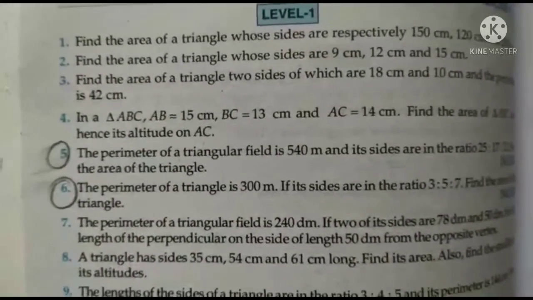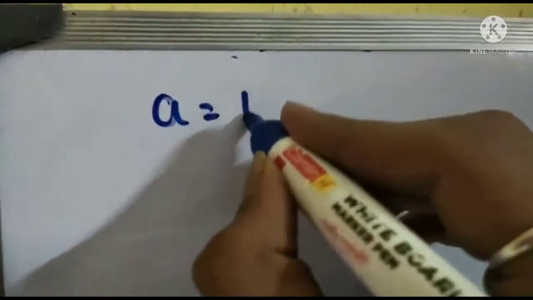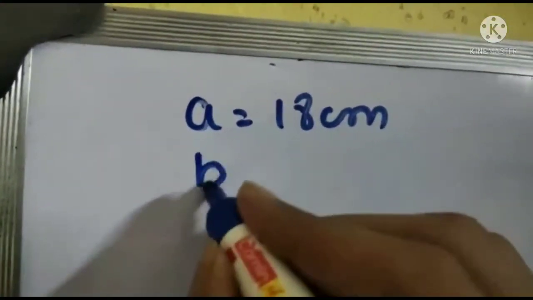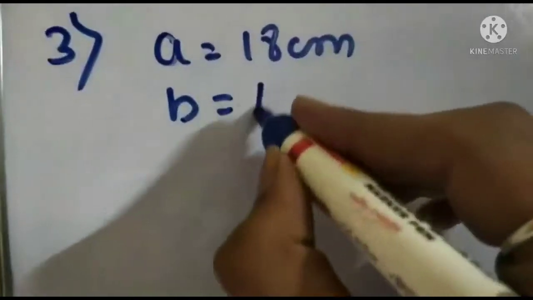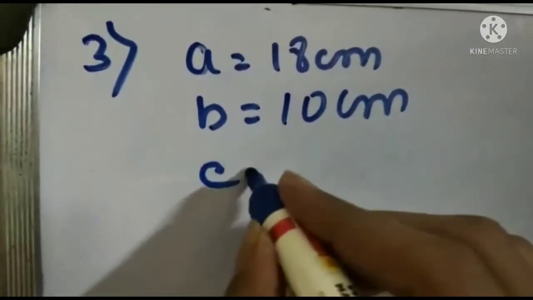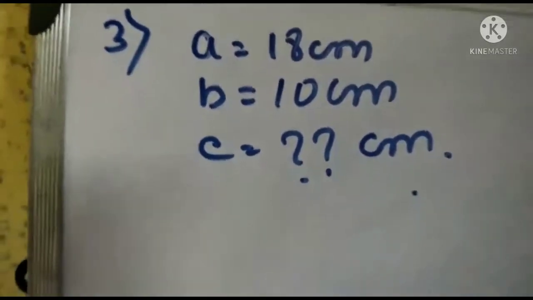Let's see on the board, it will be very clear. Here two sides are given: let a equal 18 centimeters and b equal 10 centimeters. Then what will be c? We don't know c. So how do we find c?